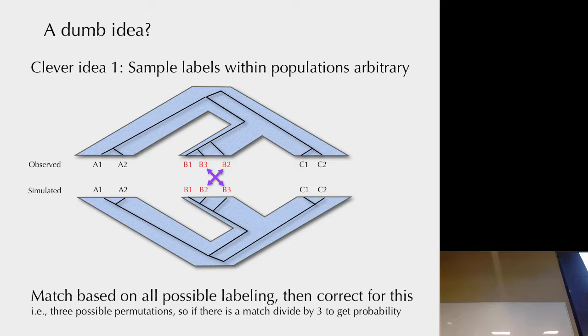So I don't really care about labels within populations. I just care about relationships between populations. So what I can do is relabel those and then correct for that relabeling. So we do that as well.